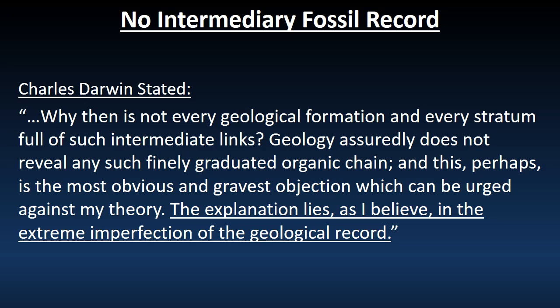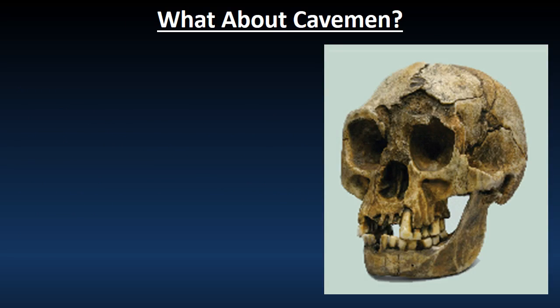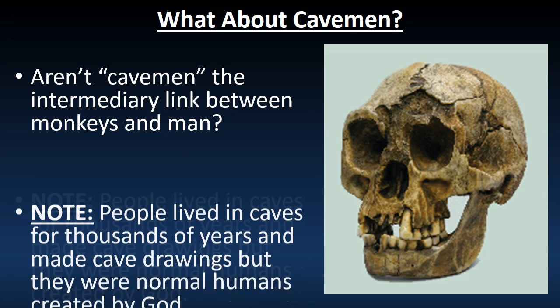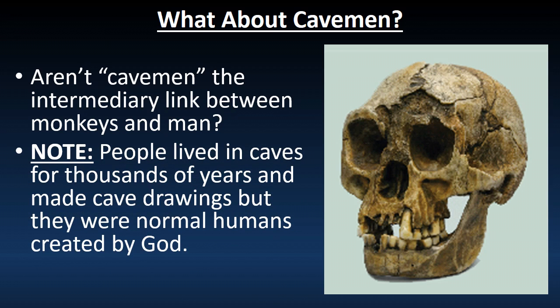So what about cavemen? And here comes the agenda. Aren't cavemen the intermediary link between monkeys and man? And when I say caveman here, and I think I put something in here about it, people lived in caves for thousands of years and made cave drawings. They were normal humans created by God. So there are cavemen that are humans, but when we say cavemen for the rest of the slideshow, I'm talking about the intermediary stages here. So I'm not going to be talking about humans when I say cavemen.